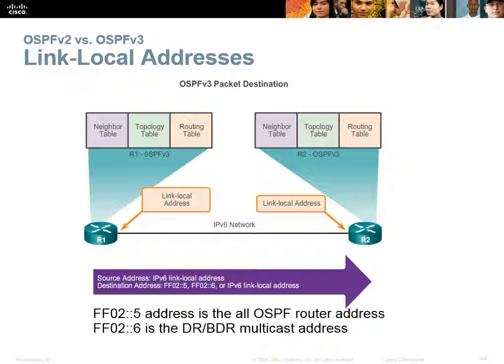If it's trying to find OSPF, it's going to use the FF02::5 address to send it out. FF02::6 will be the multicast address that you send out the DR and BDR elections on.